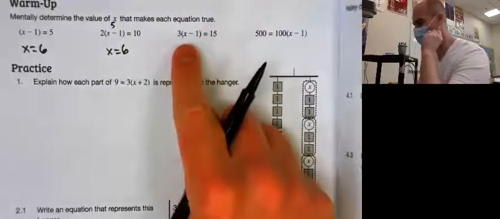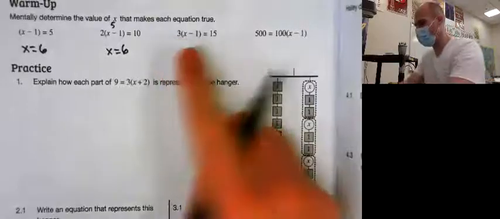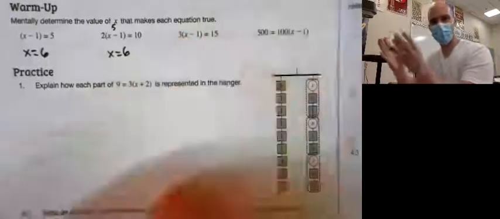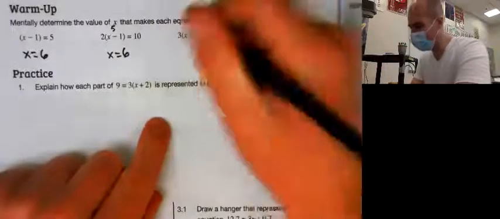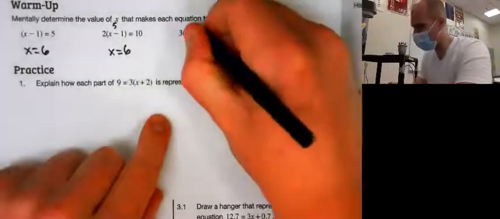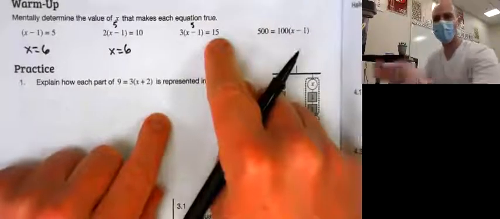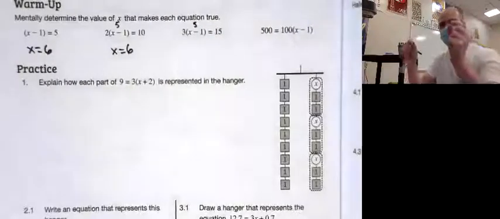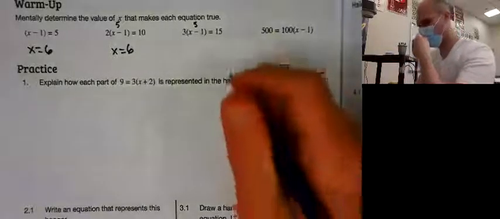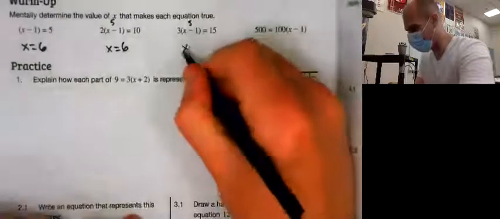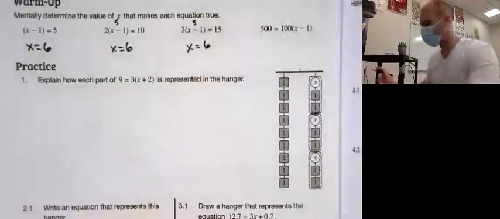Next, this one says 3 times some quantity that's in these parentheses has to equal 15. Well, I know that 3 times 5 equals 15. And the stuff in the parentheses is some number minus 1. So that some number minus 1 has to equal 5 again, which means, again, x is going to equal 6. I see what they're doing.